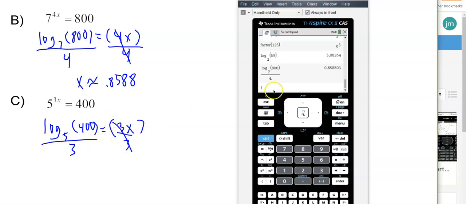If I asked for the approximate, you would type it in. Log, so control 10 to the x, base 5 of 400, all over 3. So x is approximately equal to 1.2409.